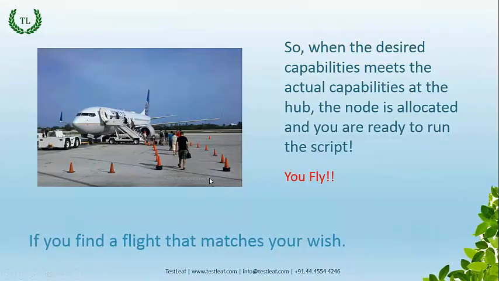Now let's say you got a flight and you want to travel by it, say 11:30 p.m. London Heathrow. You go and see you got a flight. What do you do? Your desired capabilities are what you wanted to fly, and you saw the flight at the airport. What do you do? You will start flying. So exactly that is the meaning. When the desired capabilities meet the actual capabilities, the node gets allocated and the script will be executed on that machine.